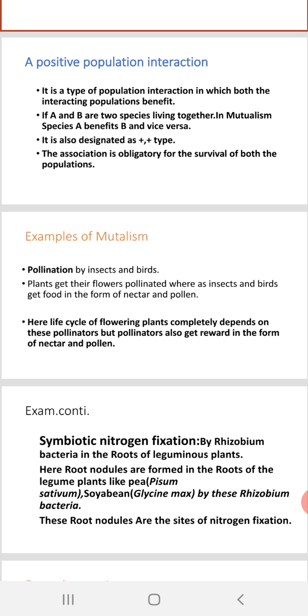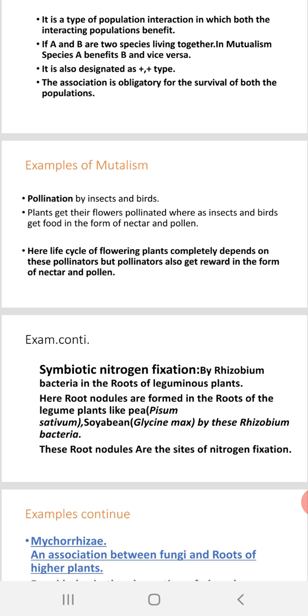This type of population interaction is also designated as positive type of interaction. The association has a unique feature in that it is essential for the survival of both the interacting populations, which means neither species can live without forming this type of association. There are a large number of examples of mutualism in nature. Few examples are mentioned below.